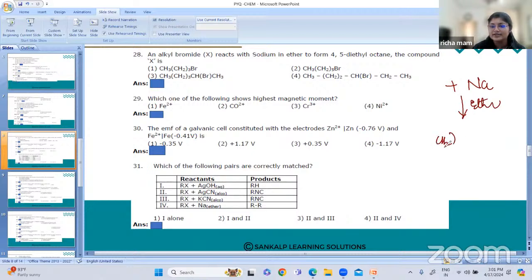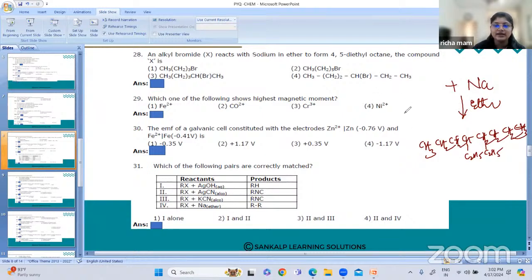Let me write octane completely, because at 4,5 position you have substituents. So 1, 2, 3, 4, 5, 6, 7, 8. At the fourth position, ethyl group. At the fifth position, ethyl group. So this is 4,5-diethyl octane. Okay. So what will be the compound X here?